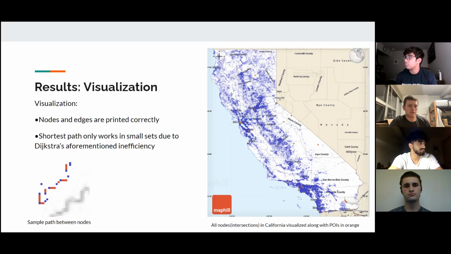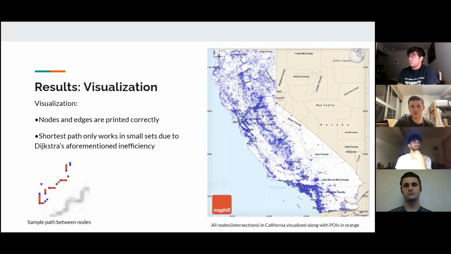The shortest path really only works on smaller sets due to the inefficiencies we talked about earlier. So in the future, we'd have to choose a smaller area to get the visualization to work well with Dijkstra's.